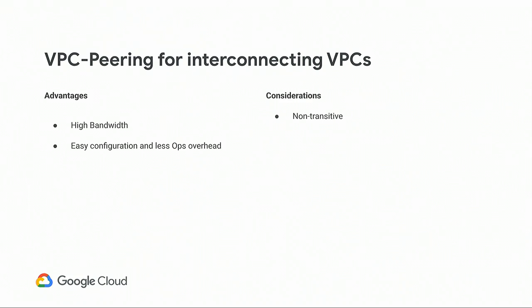So it is non-transitive. So if VPC-A peers with B and C, B and C cannot communicate with each other. They have to be directly connected. Also, something to be aware of when you operate at very large scale is that certain resource quotas are aggregated across all the VPCs in the peering group. Just to name a few are the VM count and the internal forwarding rules.